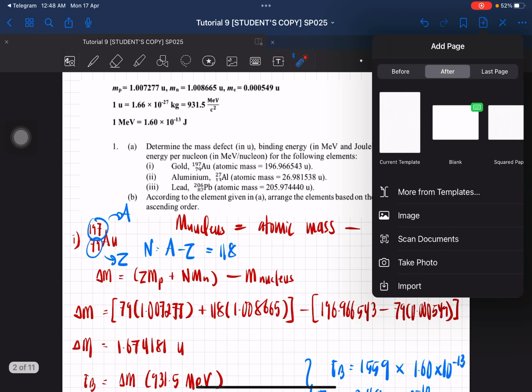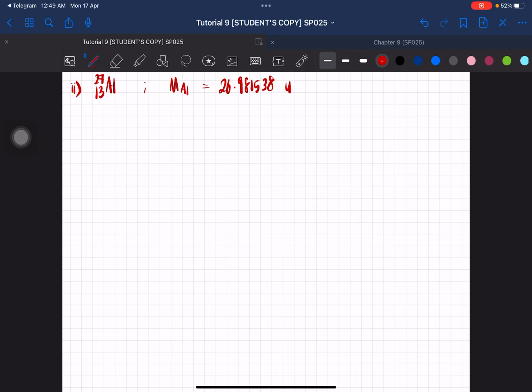Right, so I have to do it in another paper. So firstly, I'm just gonna quickly write the atomic mass of aluminium. First, aluminium is given as 27. This is 13. And then the atomic mass of aluminium is given as 26.981538 U.